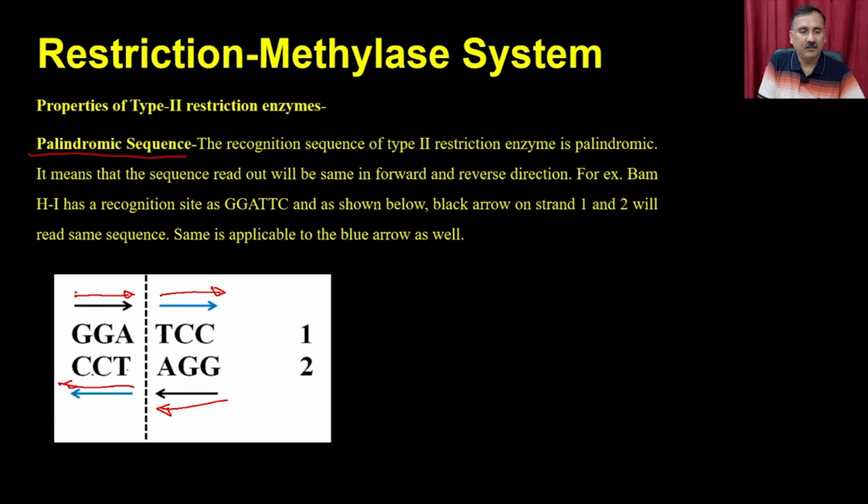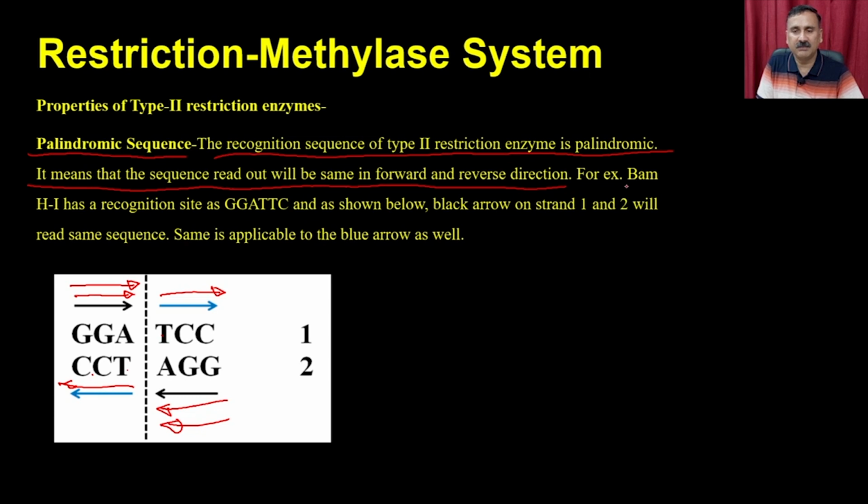So this means if you read in the forward direction or if you read in the reverse direction, it is actually going to give you the same sequence. So the recognition sequences of type 2 restriction enzymes are palindromic. It means that the sequence readout will be the same in the forward and the reverse direction. For example, BamHI has a recognition site as shown below, and the black arrow on strand 1 and strand 2 will read the same sequence. The same is applicable to the blue arrow as well.